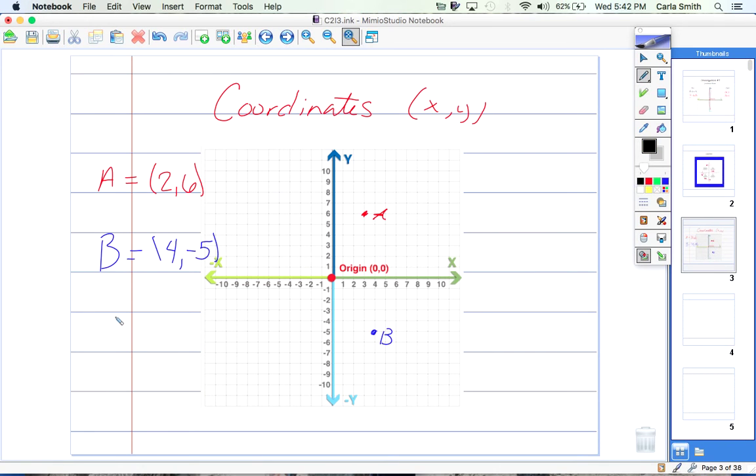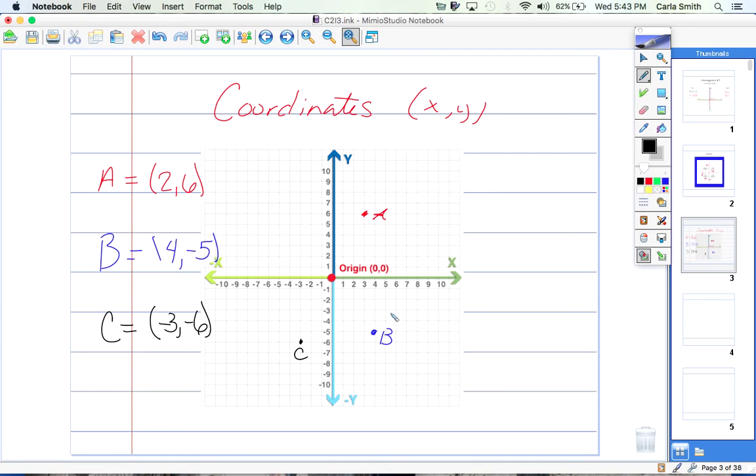And if I have one more coordinate C, and that is negative 3, negative 6. This time I'm going to go left because my x value is negative, so I'm going to go left 3, 1, 2, 3, and I'm also going to go down because my y value is negative, so I'm going to go 1, 2, 3, 4, 5, 6. And that gives me my C point.